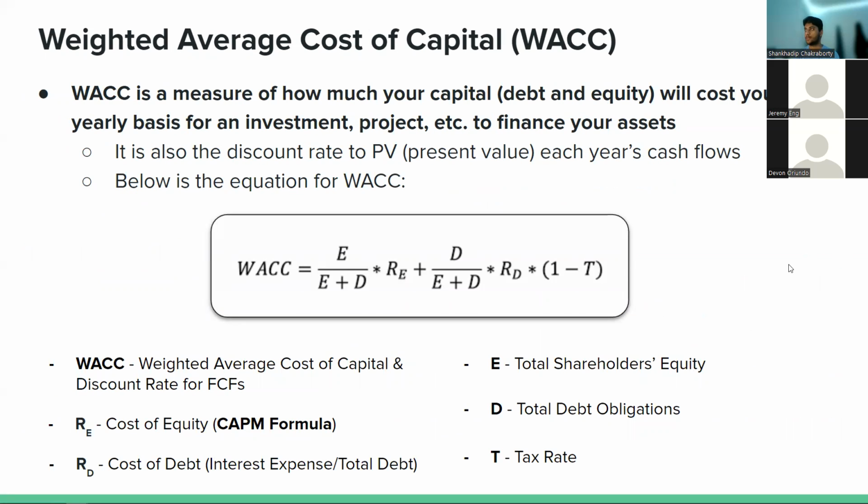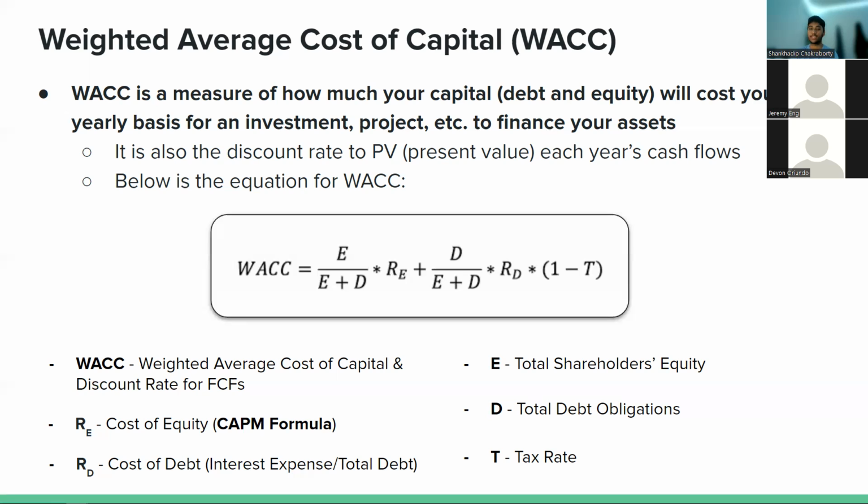Now, just to wrap things up, I believe these are the last 2 or 3 slides. WACC, or weighted average cost of capital, I'm just going to call it WACC from now on, is a measure of how much your capital, in this case debt and equity, and in every case, will cost you on a yearly basis for an investment or project to finance your assets.